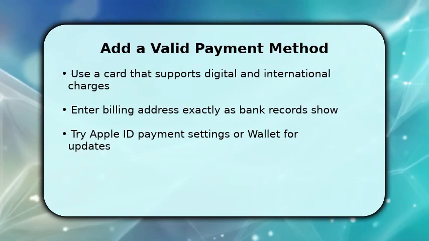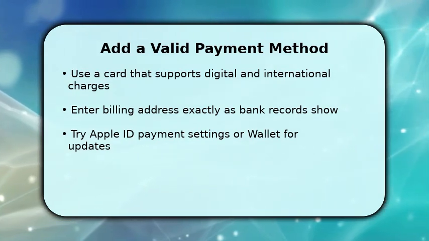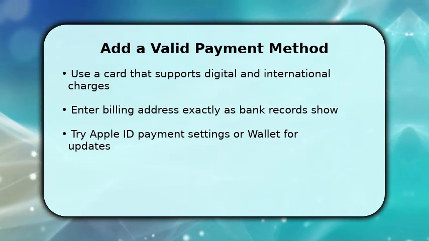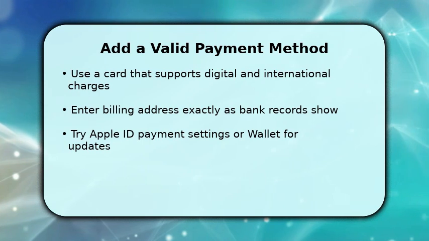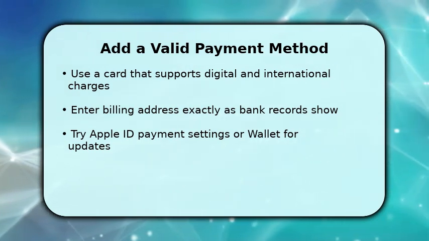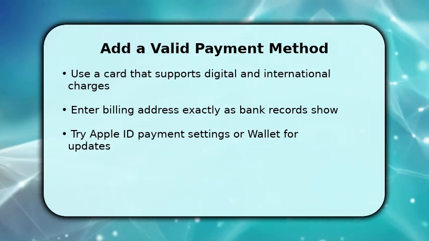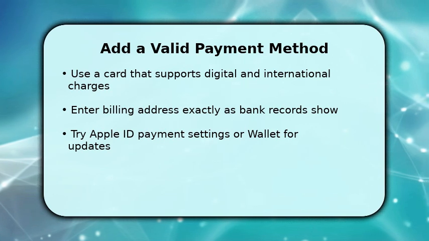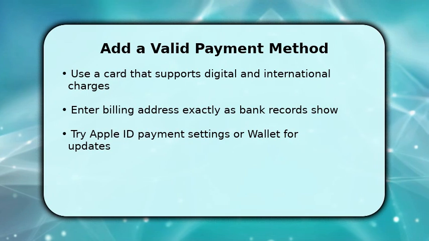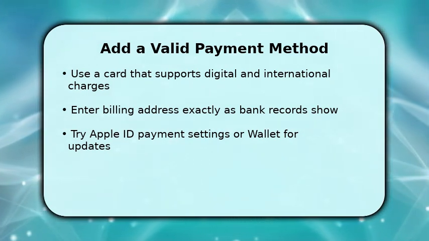Now you add a valid payment method that Apple accepts. Choose a card that allows digital and international charges or use of verified PayPal/Apple Cash where supported. Enter the billing address exactly as your bank lists it. Abbreviations or missing apartment numbers will fail. Once you add it, go to Apple ID Payment and Shipping or Wallet and save changes. Make sure default payment is set. If prompted, complete any micro-charge verification. This is the critical middle step before finalizing access.